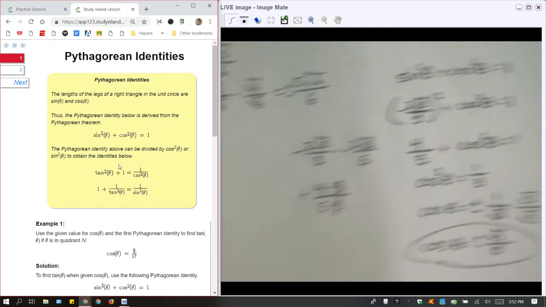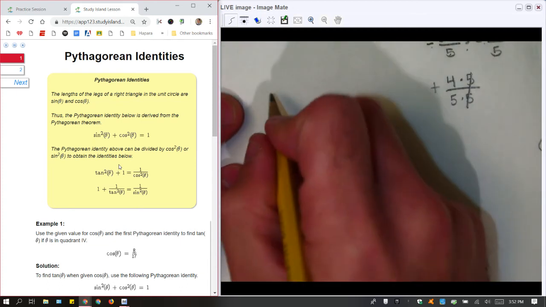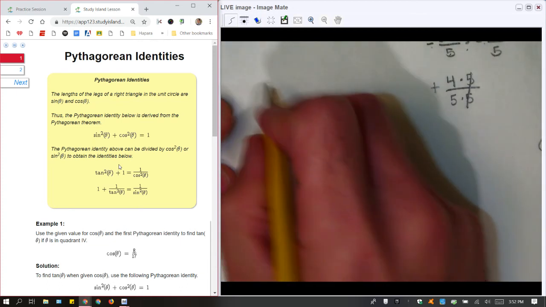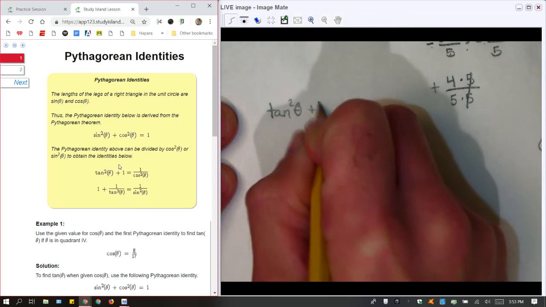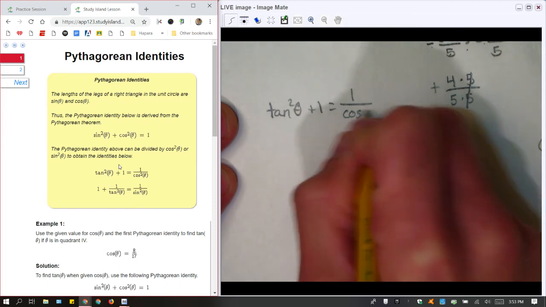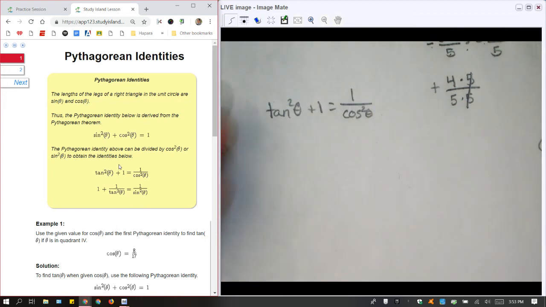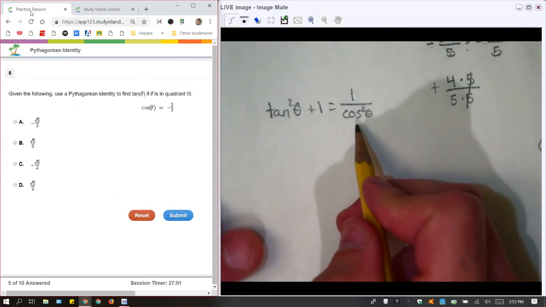So let's go ahead and write the equation down once again. You've got tangent of theta squared plus 1 equals 1 over the cosine of theta squared. So you've got your tangent and cosine equation right there for you. Plug in negative 2/3 for your cosine of theta.